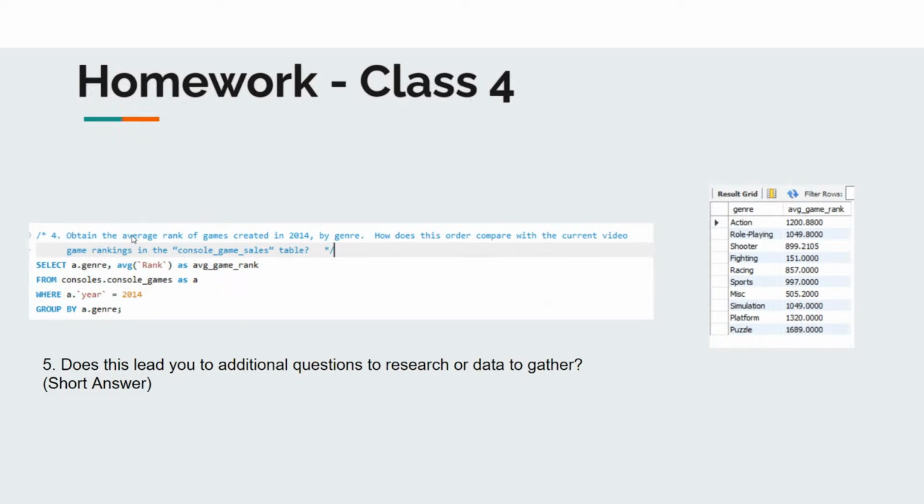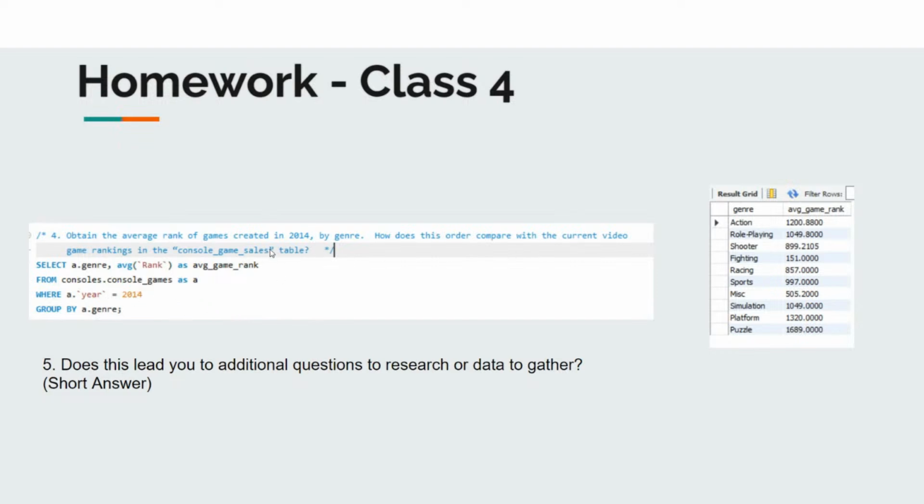Number 4, obtaining the average rank of games created in 2014 by genre. How does this order compare with the current video games ranking in the console games table? So we did console games, genre, average rank, year 2014. We saw the average rank, game rank. Fighting was one of the most popular ones. And going down, I was just trying to see what the best answer was.